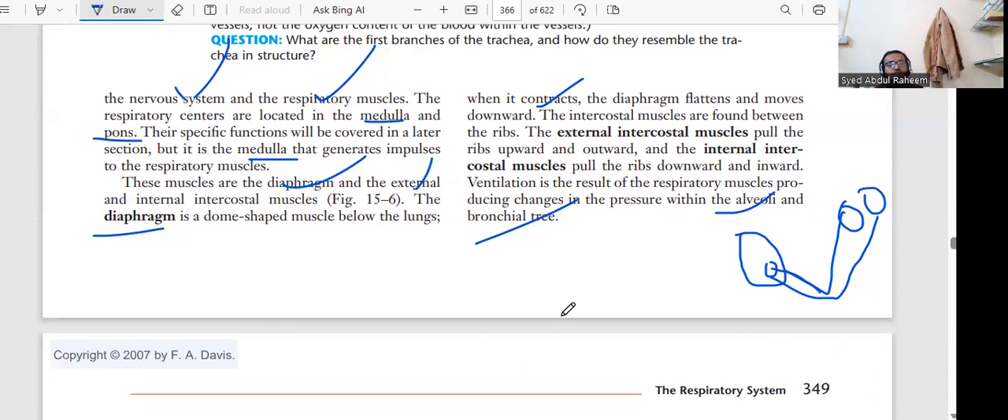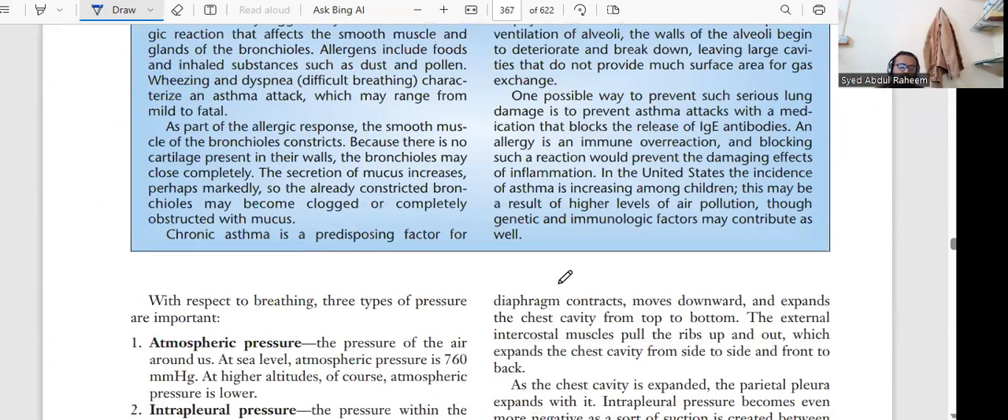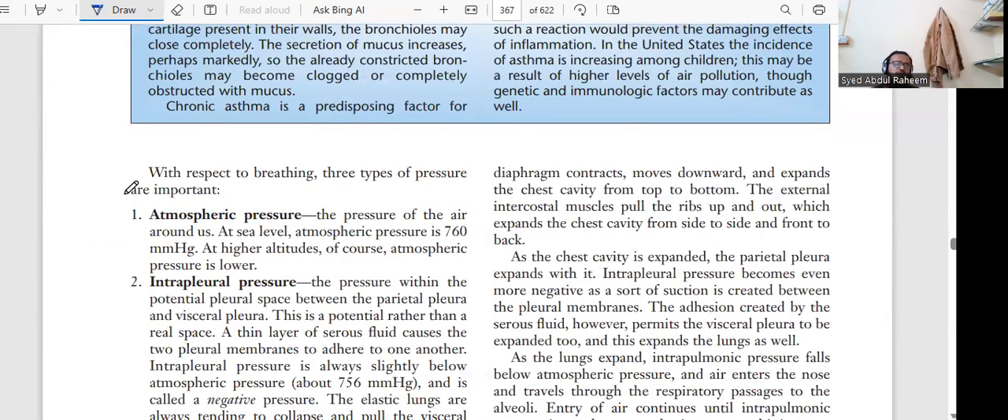So what will happen if the diaphragm is damaged, or the intercostal muscles or external intercostal muscles are damaged? If the external muscles are damaged, the patient will have difficulty in breathing during inhalation. If the internal intercostal muscles are damaged, exhalation is difficult. If the diaphragm is damaged, both inhalation and exhalation are affected. This is very important. With respect to breathing, three types of pressures are important.